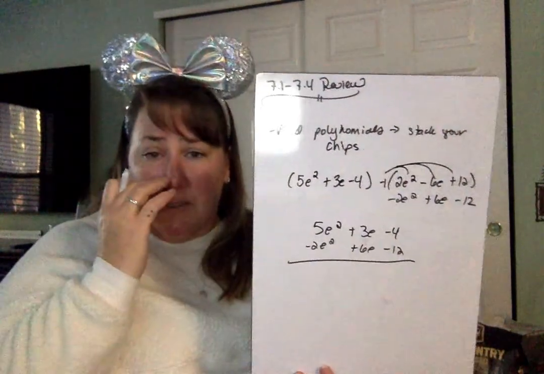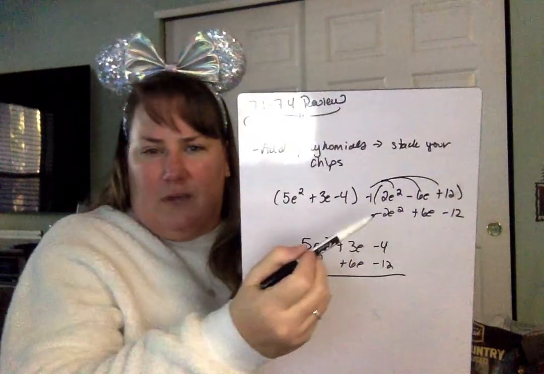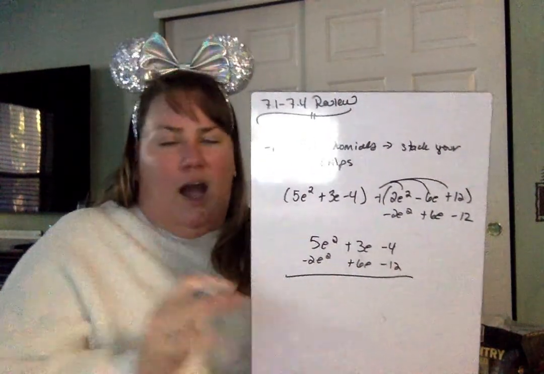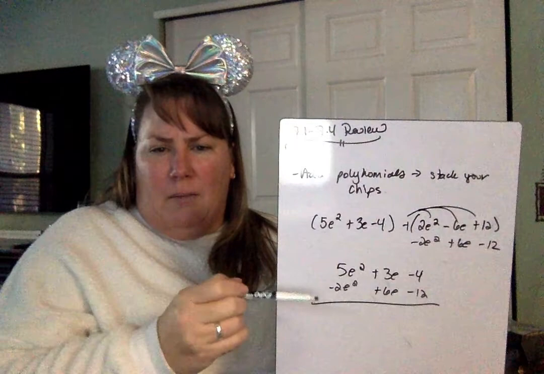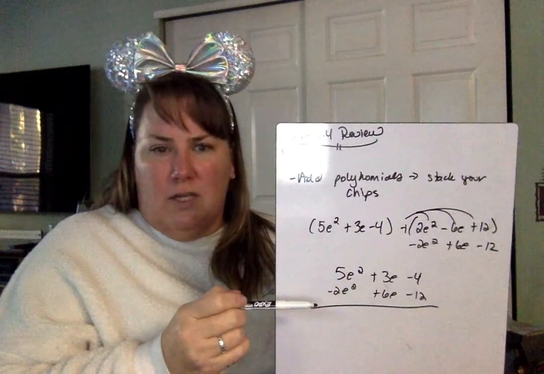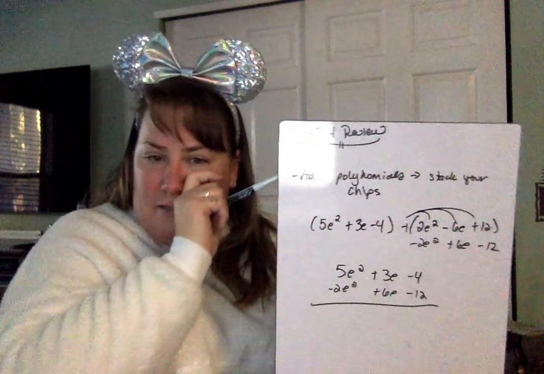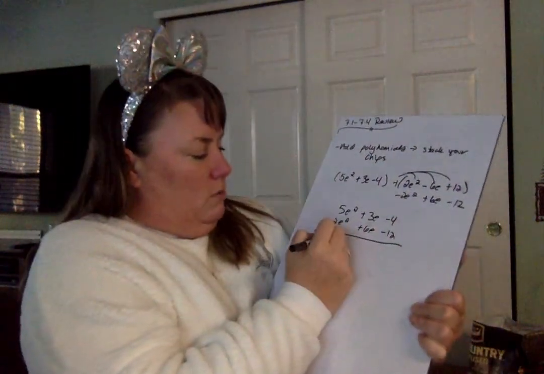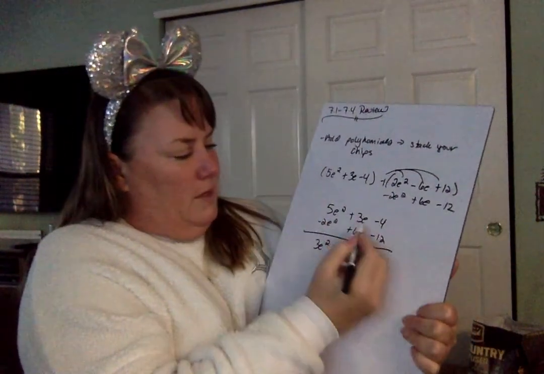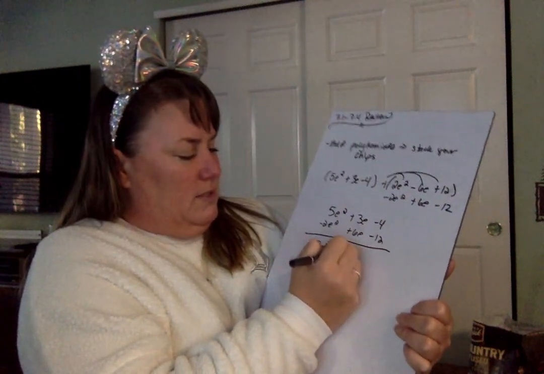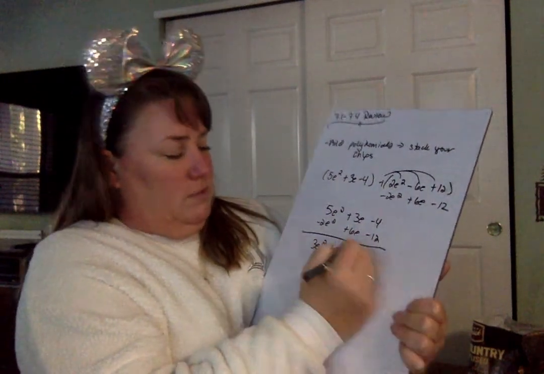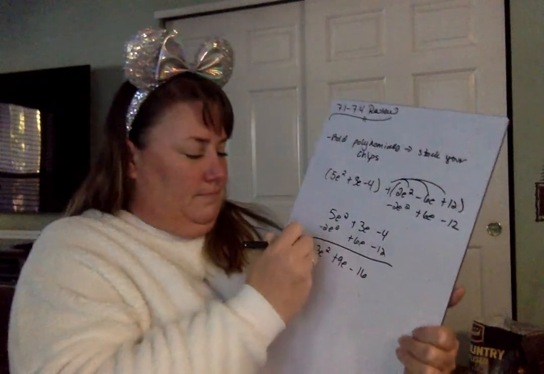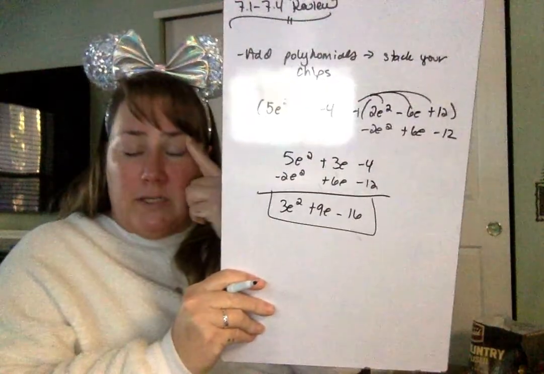There are other ways of doing this, but I've just found through the years that if I take the opposite signs here and then I stack, I don't have to worry about, oh, am I adding this whole thing? Am I subtracting this whole thing? So you just look to the left, so you don't have to question it. So 5 minus 2, 3e squared, 3 plus 6 plus 9e, and negative 4 minus 12, negative 16. And that would be our answer.